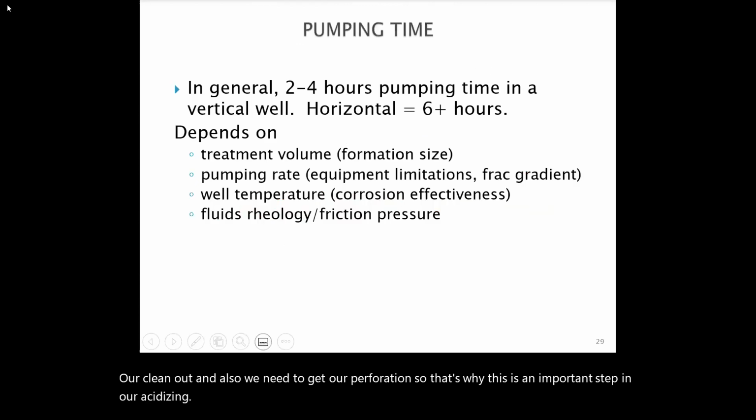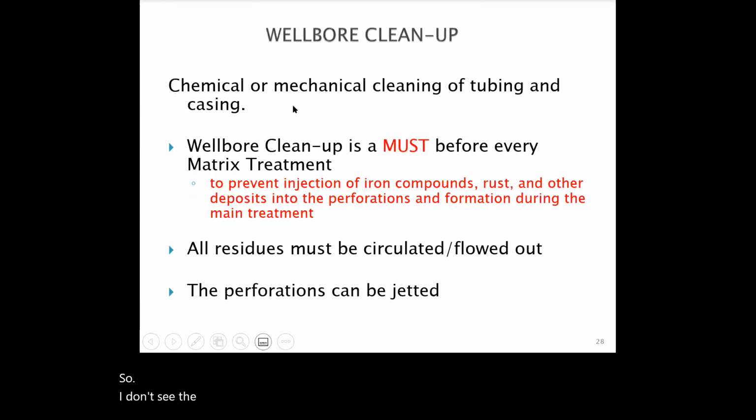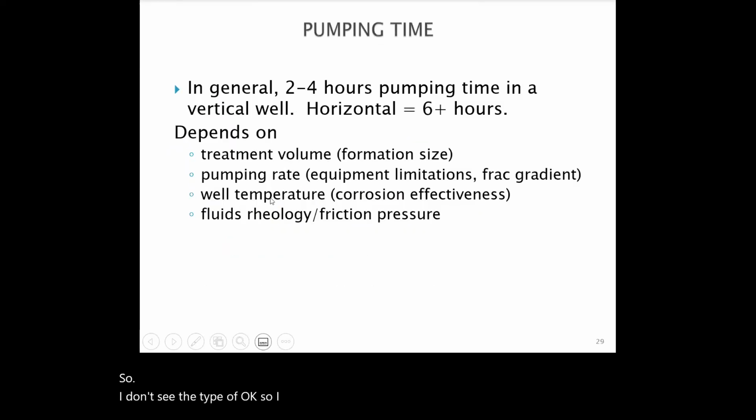Okay, so let's see the type of. Okay, so I think, do we have time to continue?